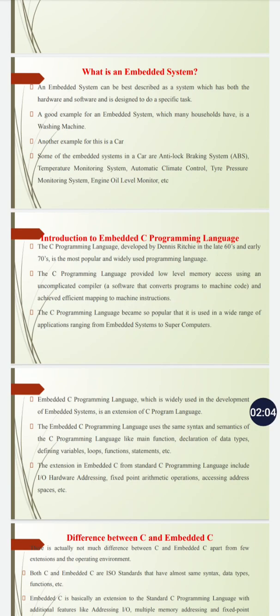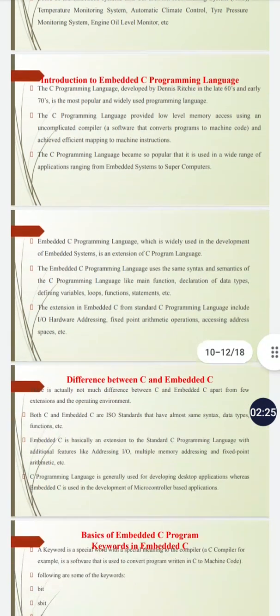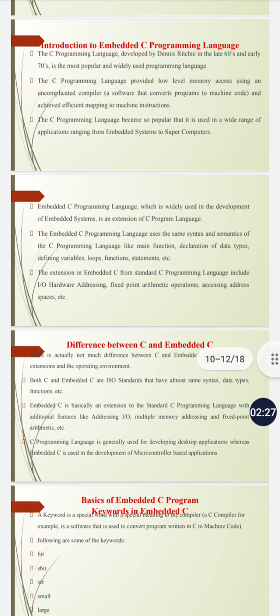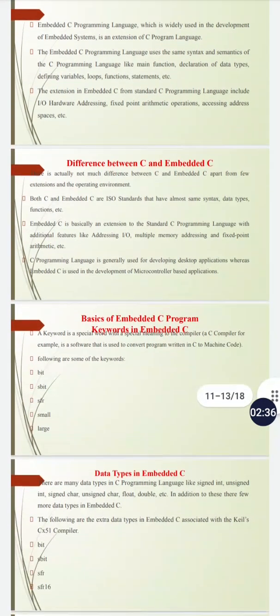C is used to develop software applications. Embedded C is used to develop applications which are related to embedded systems. Embedded C is the derived language from your normal C programming language. Therefore, it is called the extension of your C programming language. As I have already told you, there is not much difference between C and embedded C. C is used to develop software related applications, and embedded C is used to develop embedded system applications.